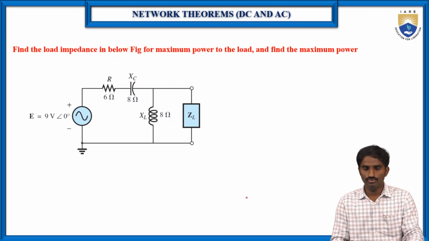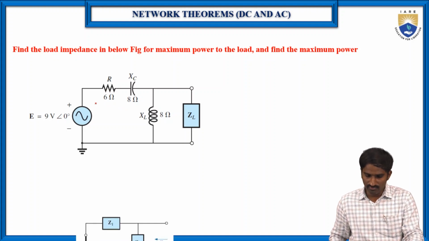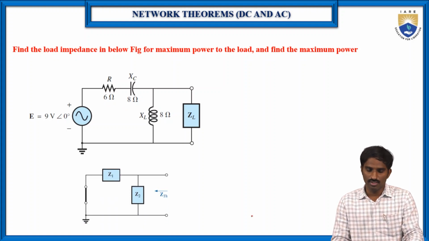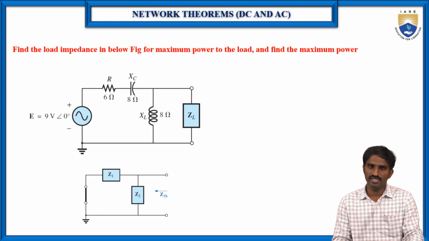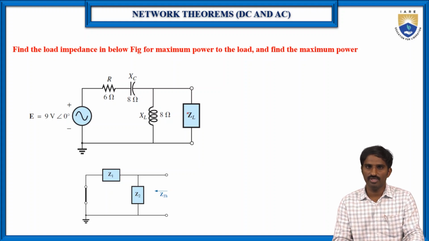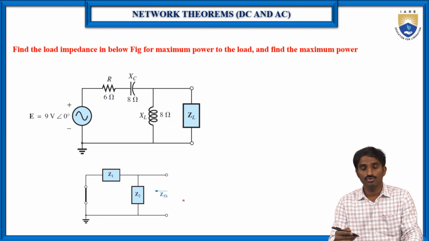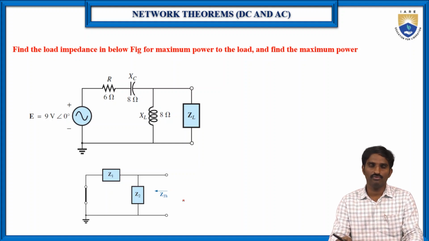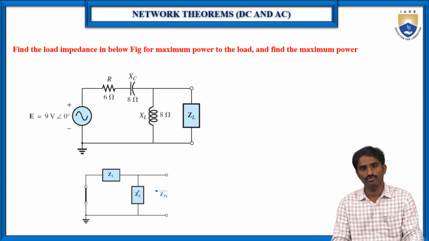So first, what we need to do is convert all the resistances and reactances into impedances, so that it will be easy for us to solve the problem. Here also we need to find the Z Thevenin's as well as the V Thevenin's. Z Thevenin's is used to find the value of the load impedance where the maximum power will be delivered to the load, and V Thevenin's is used to find the value of that maximum power delivered to the load impedance. For that we need to find Z Thevenin's and V Thevenin's.